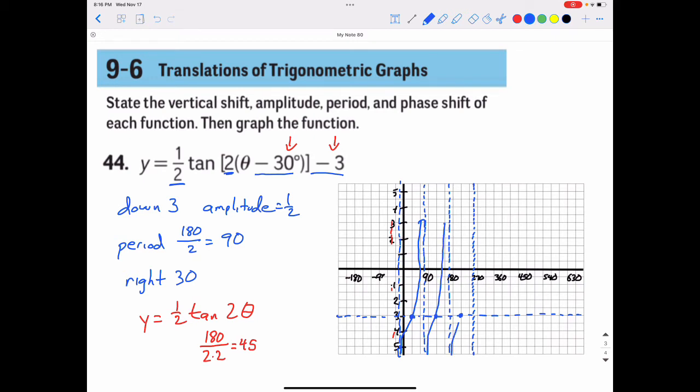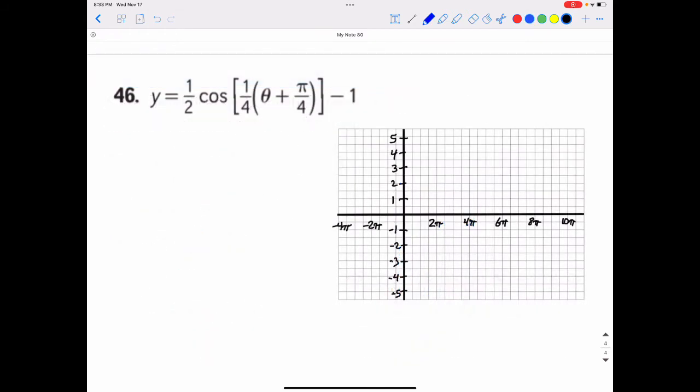And there's that tangent function. 46, y equals 1/2 cosine the quantity of 1/4 times theta plus pi over 4 minus 1. So a lot to uncover there. We'll just start with the amplitude. The amplitude is 1/2. The period, it is cosine, so it's going to be based upon 360. So that's going to be 360 divided by 1/4.